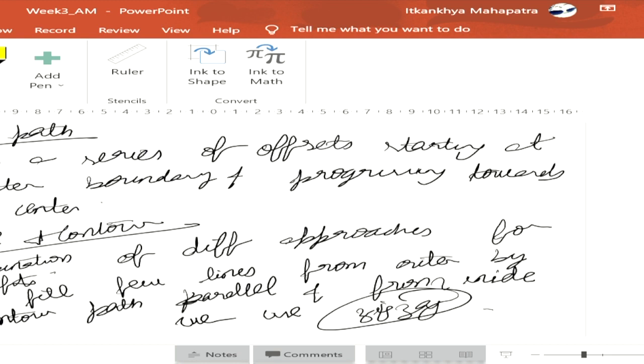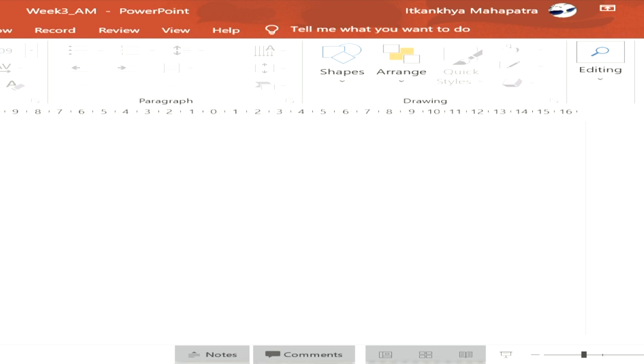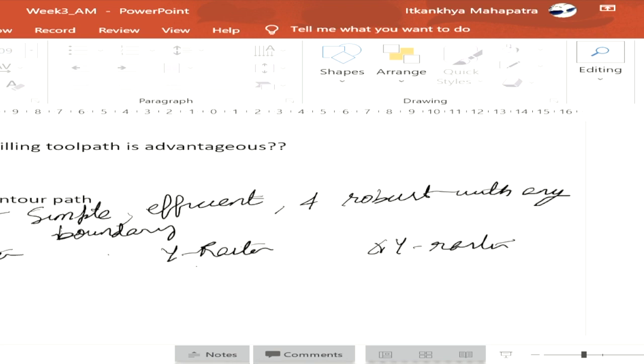So why don't we use the contour parallel inside? Because this will leave cavities. Cavities means this will leave some voids or surface gaps, which will create surface defects. Contour parallel from inside will leave cavities or voids. But zigzag, and the combination of zigzag and contour path, is the most advantageous out of all the methods.